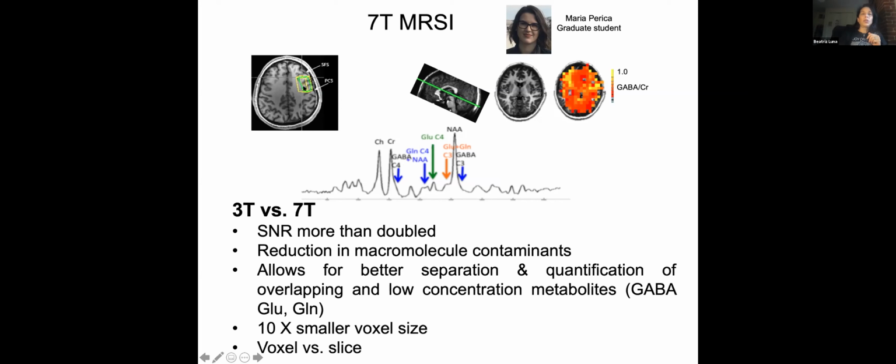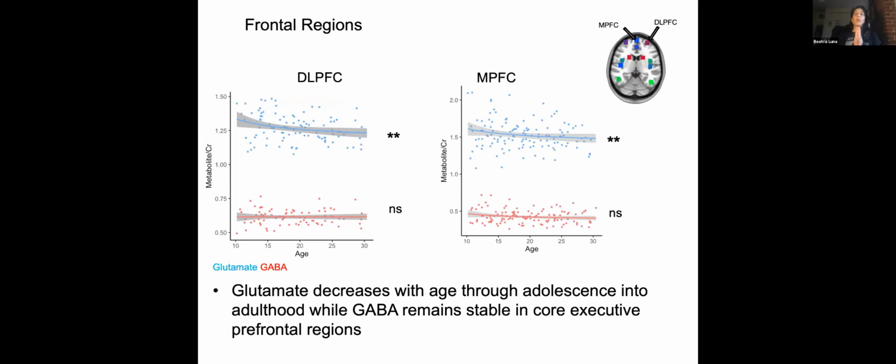So unlike the typical voxel spectroscopy, this is a whole slice that provides us with a bunch of voxels throughout that slice, and we can get the whole spectrogram to understand what's going on with GABA and GLU. And our initial findings are the following.